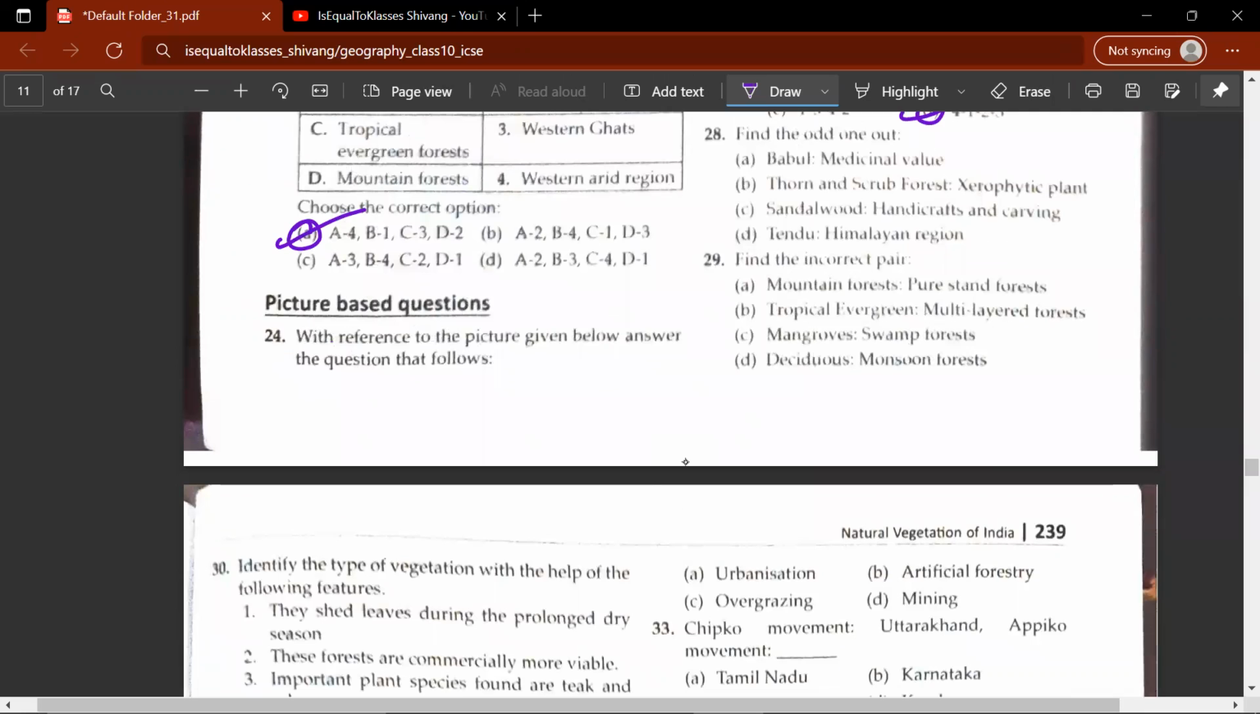The 28th question. Find the odd one out. A, B, C, or D. The correct answer for this would be D, the Indo-Himalayan region. Find the incorrect pairs. So we have mountain forest, pure stand forest, tropical evergreen, which is multi-layered forest, mangroves, which are swamp forests, and D, deciduous is monsoon forests. So the incorrect pair for this would be A.